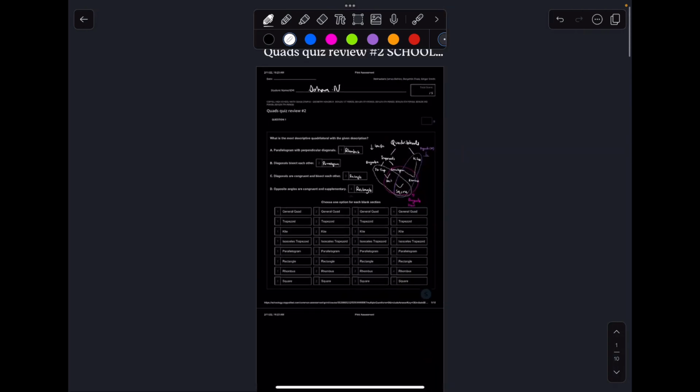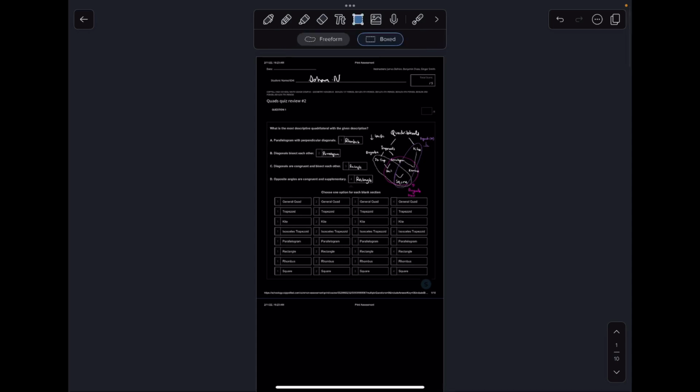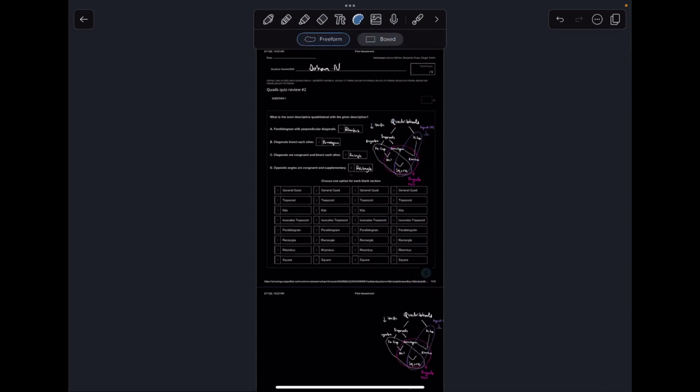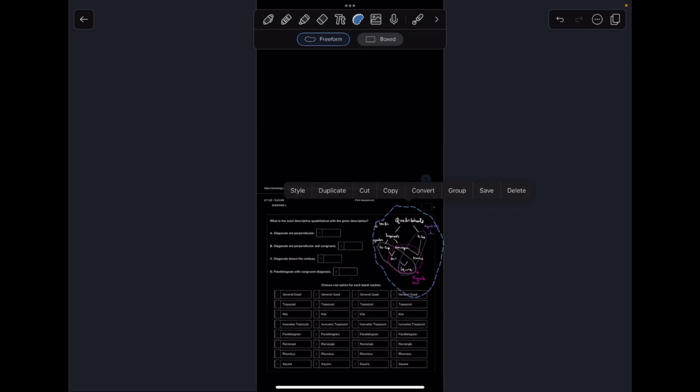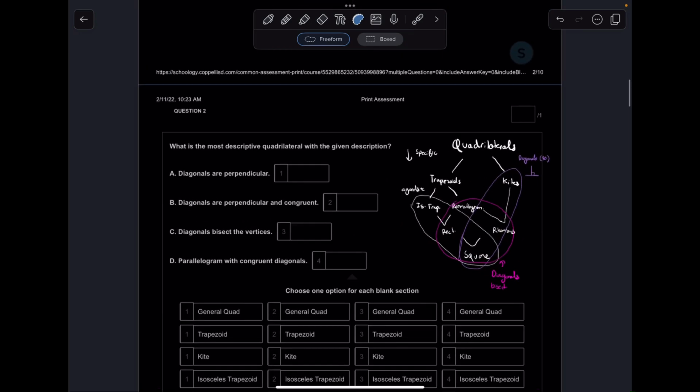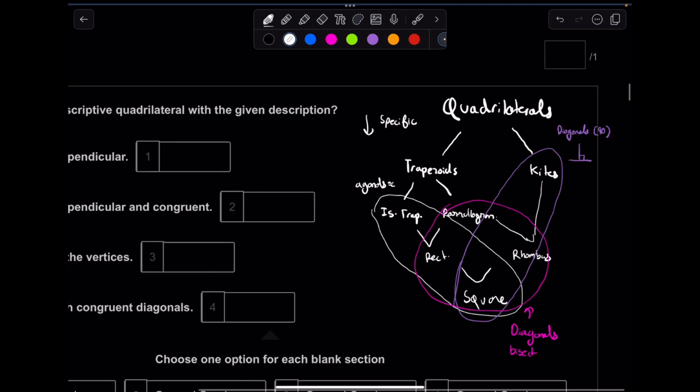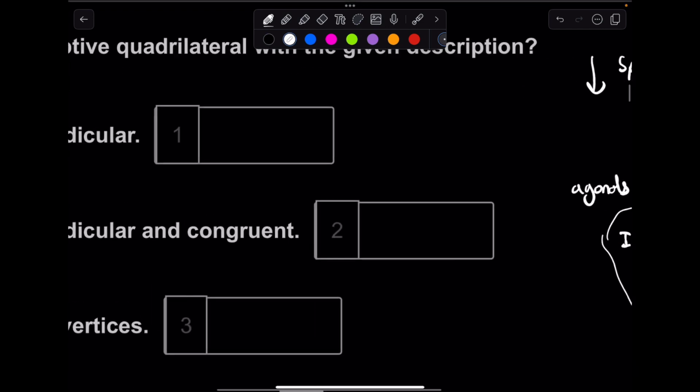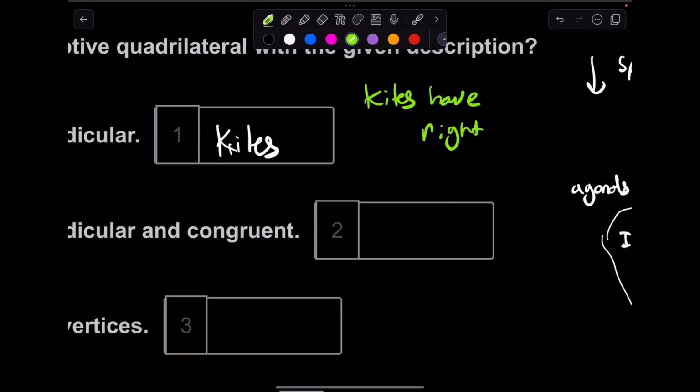Okay, let's move on. What I'm going to do is just copy this tree right over. You guys feel free to do so or look at it again. There you go. Diagonals are perpendicular. When we look at it, the first thing coming is kites. So, kites. I want you guys to remember that kites have rights, because they're right triangles, right?